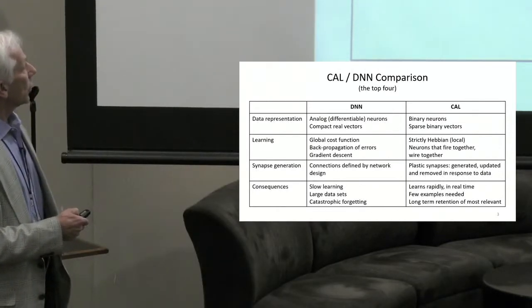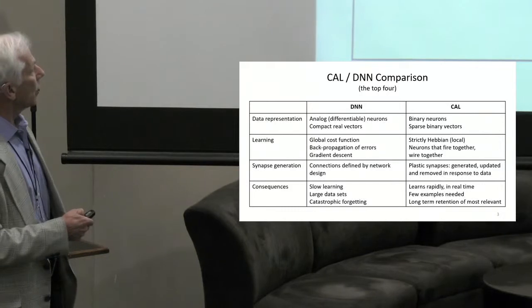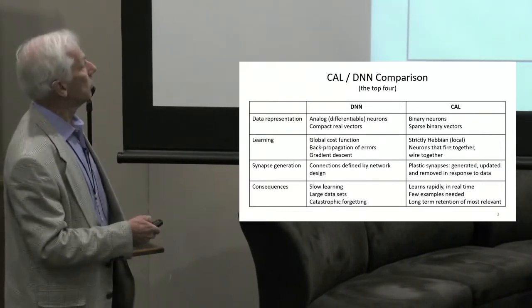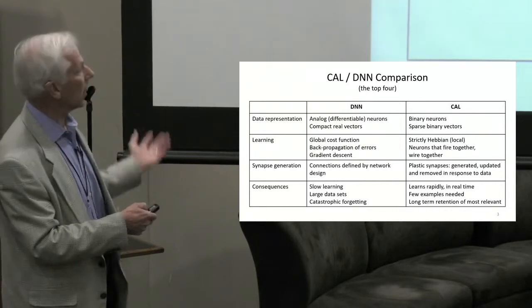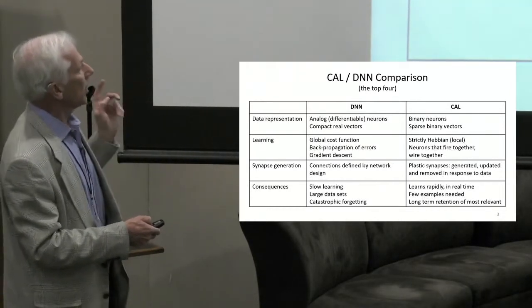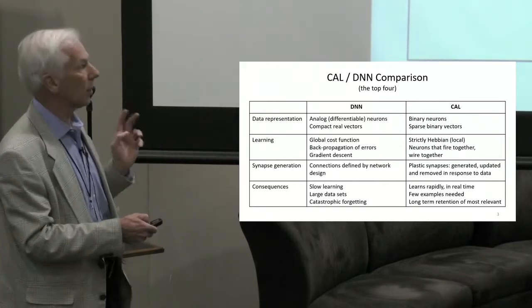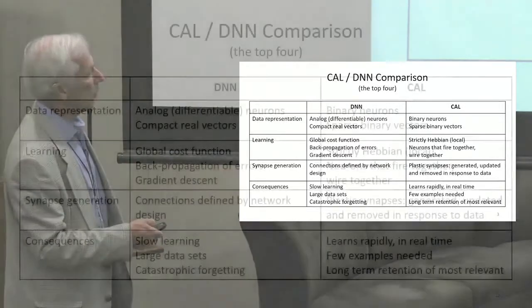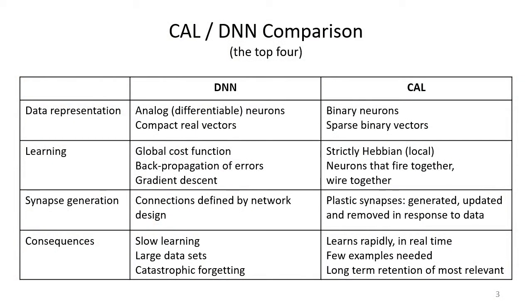Deep neural networks do backpropagation of errors in order to minimize a global cost function by some kind of gradient descent. In CAL, the learning is strictly local. It's a Hebbian learning rule modified in ways that I'll describe. But basically, neurons that fire together wire together. So it involves two neurons, one synapse to implement the learning.